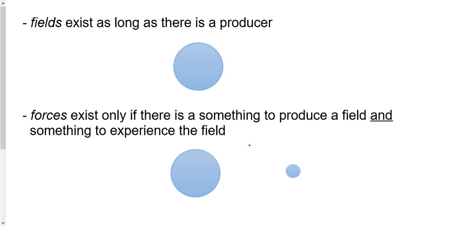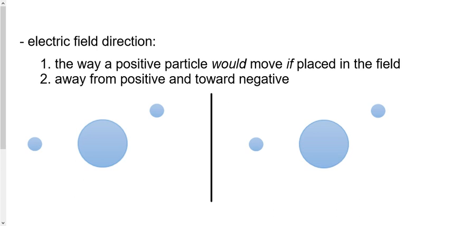So let's go back to gravity for a second and the board marker. The Earth produces the field. The board marker experiences the field. Whether the board marker's there or not, as long as I have just the Earth, I've got a field. But in order to have a force, I have to have the Earth and the board marker, something to produce it and to experience it. So for a force, you have to have a producer and experiencer. And for a field, all you need is the producer. Could have the experiencer as well, but you don't need the experiencer.